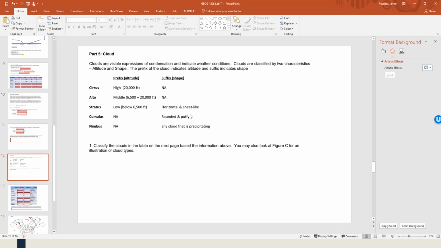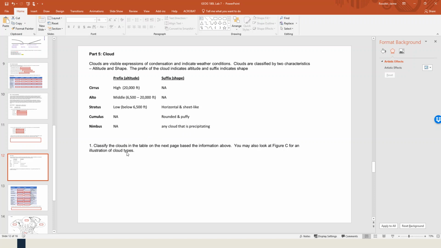And then shape, stratus also means horizontal and sheet-like. Cumulus clouds are round and puffy, and generally low, but cumulus clouds rise up, so they're kind of at multiple elevations, but the bottom of them are low. And then nimbus means any cloud that is precipitating. So you can have a cumulus cloud that is not raining, or you could have a cumulus cloud that is raining, and then it would be a cumulonimbus cloud.